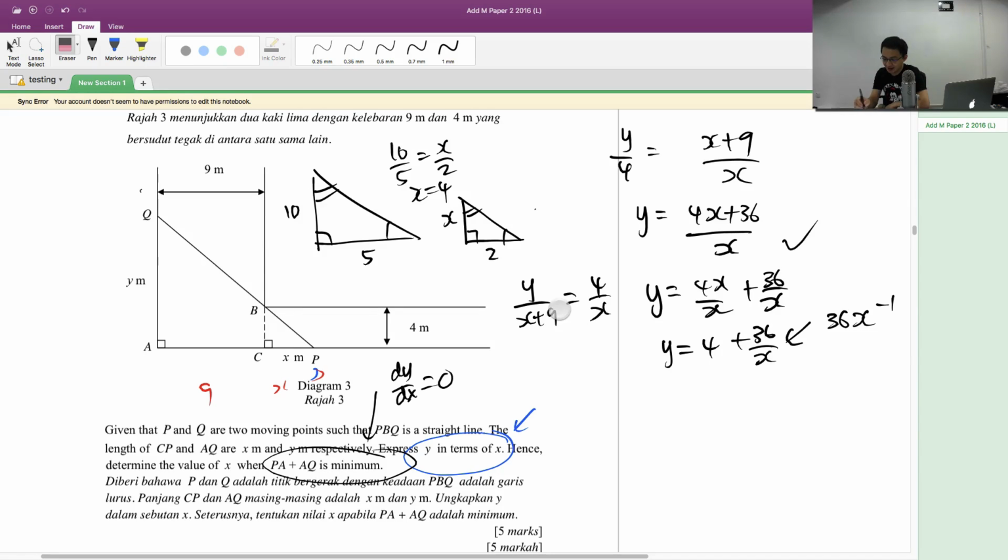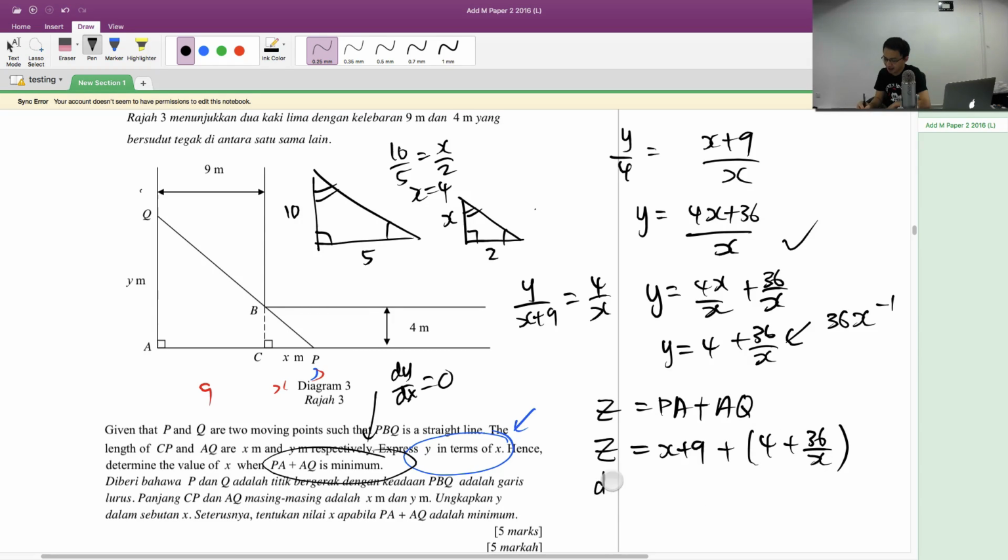So let's say I call Z equals PA plus AQ. Therefore, what is my PA? My PA is just y? No, my PA is x plus 9. My AQ is y. What is my y? My y is 4 plus 36 over x.